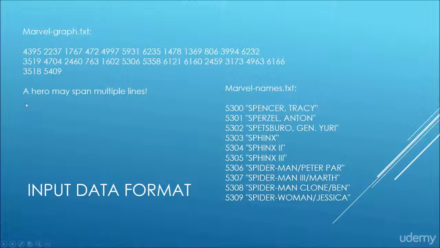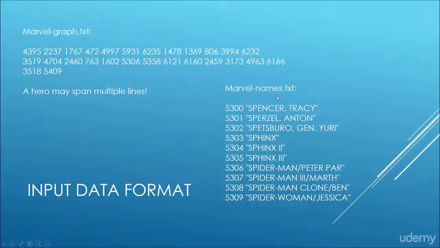Now, an important point, a hero may span multiple lines. In our source data, they would actually break really long lines up into multiple lines, and that's been carried along here. So you can't just count up the number of entries and be done with it. We actually need to aggregate things together, as we've seen so many times before in this course.